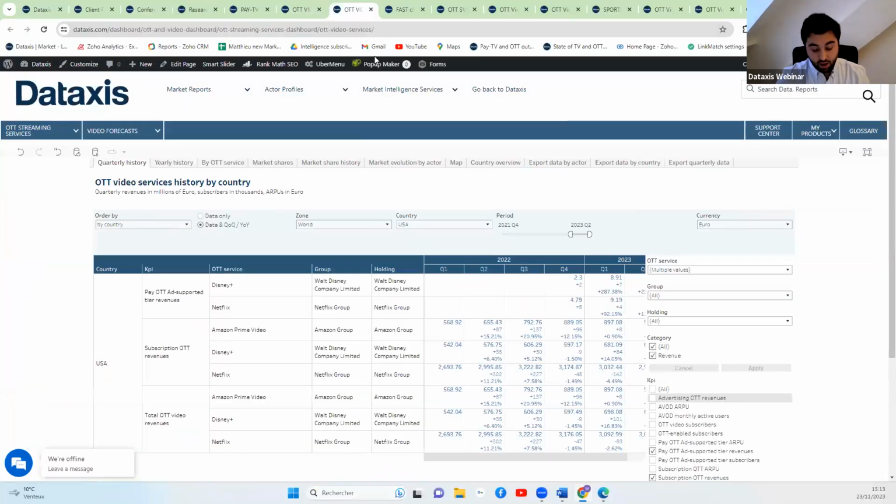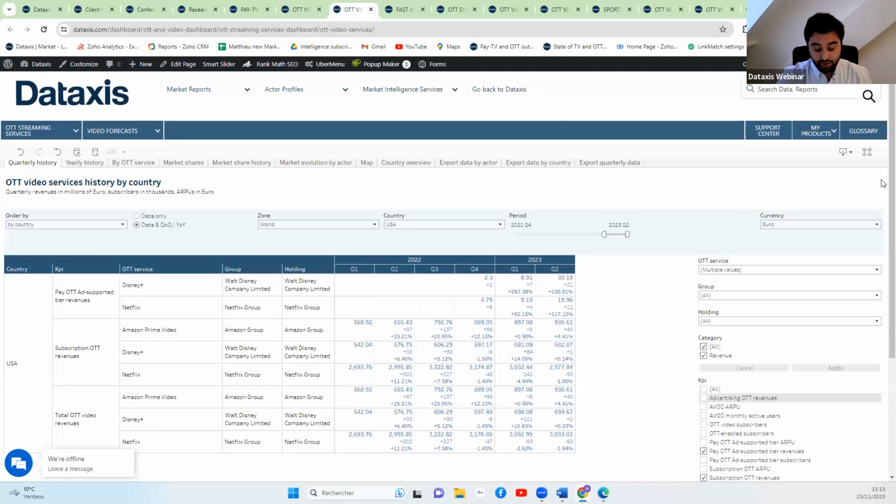So the first one, we will talk about the revenue stream. So as explained, SVOD platforms need to find a way to get out of the stagnation. And in this example, still on the USA, we can see the ad tier revenues for Netflix. That was the first platform to launch such offers. Disney did launch it as well this year. And if we go a little bit further, Amazon Prime Video is about to launch the same type of offer in Europe as well.